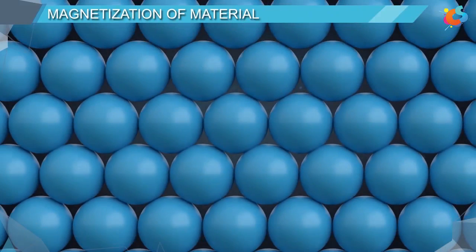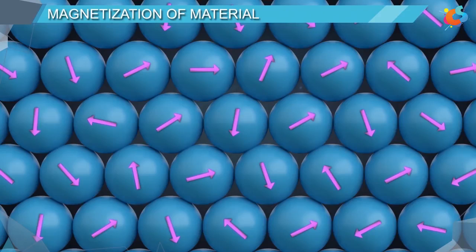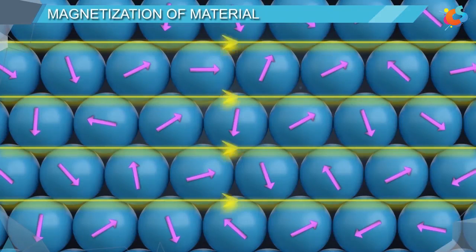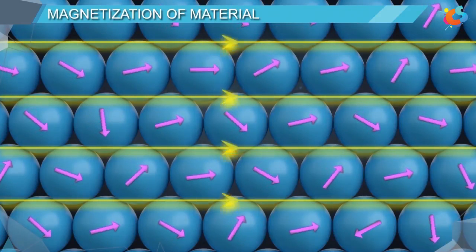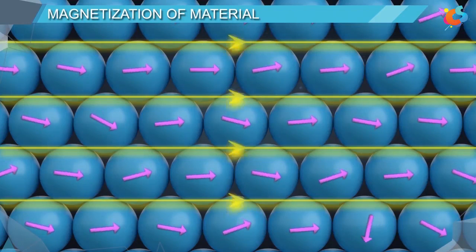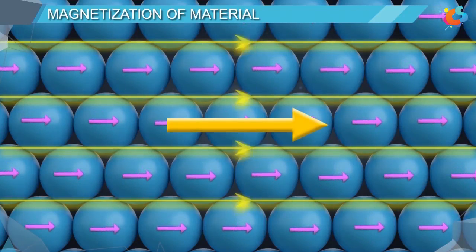Every material consists of more than one atom. Generally, the magnetic moments of these atoms are randomly oriented and the net dipole moment of the material is zero. However, when the material is placed in an external magnetic field, the magnetic moments of these atoms tend to align themselves to the magnetic field and develop a net magnetic moment.